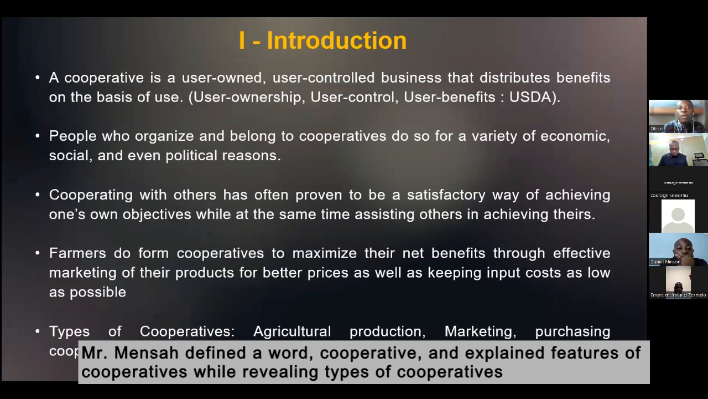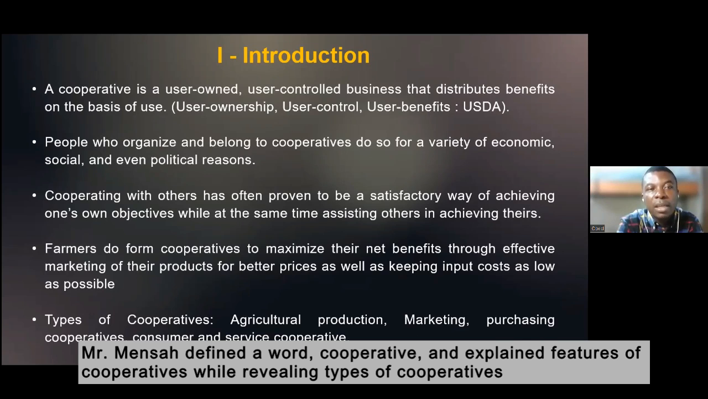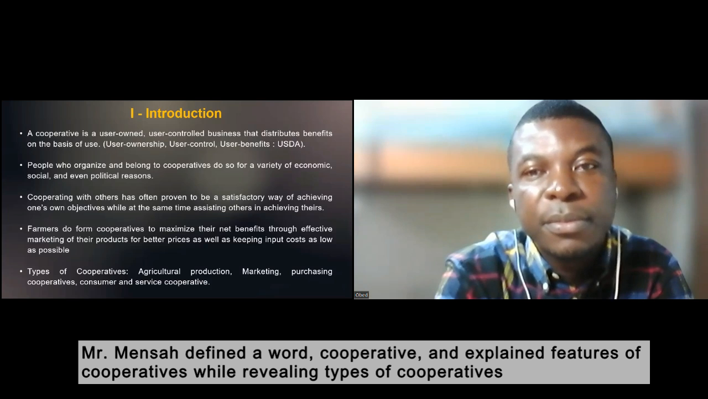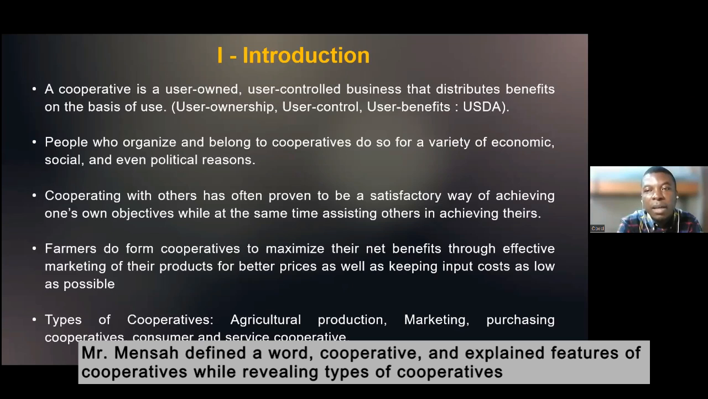Okay, for the basic definition, a cooperative simply means a user-owned, user-controlled, and user-benefits entity, according to USDA. And it's known that people organize or belong to cooperatives for a variety of reasons. Some are economic, social, and even political. One way we can achieve our purposes is to cooperate to assist ourselves and also assist others.